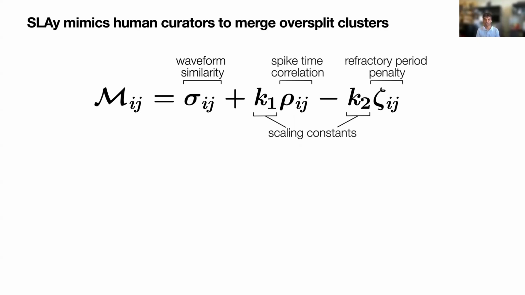Essentially, the way SLAY works is by using metrics that quantify the same quantities that human curators would look at. So we have a metric for waveform similarity, one for spike time correlation, and then a refractory period penalty. And we compute this metric for each pair of neurons, and the pairs of neurons with the metric higher than a certain threshold get merged together.